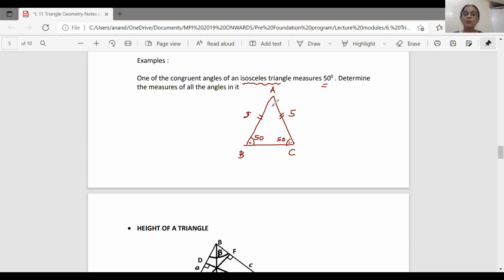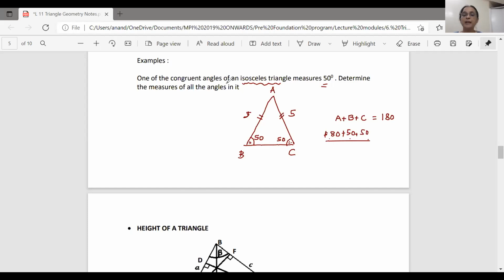Now I know that the measure of angle A, B and C is always going to be 180. So angle A plus angle B plus angle C is 180. But B is 50 and C is also 50. So can I determine what is A? 50 plus 50 is 100. So if the total has to be 180, A has to be 80 degrees in measure. So if one of the congruent angles is 50, then the measures of the triangle will be 50, 50, 80.